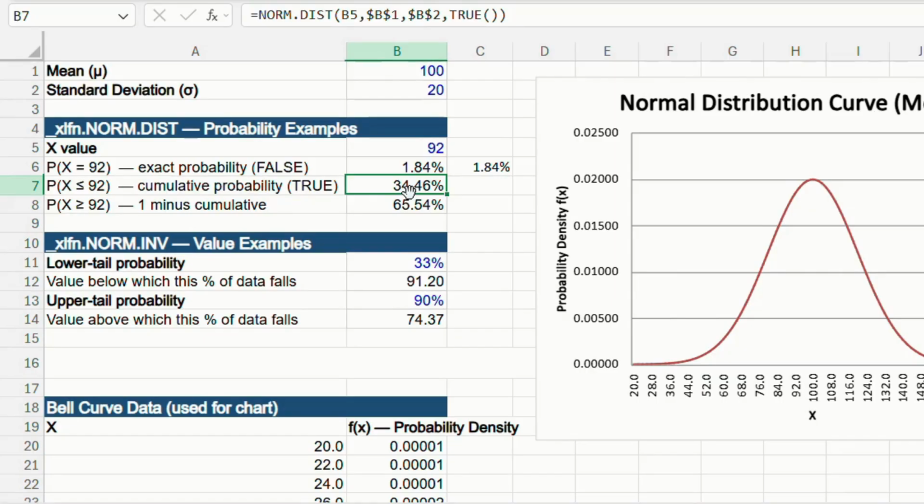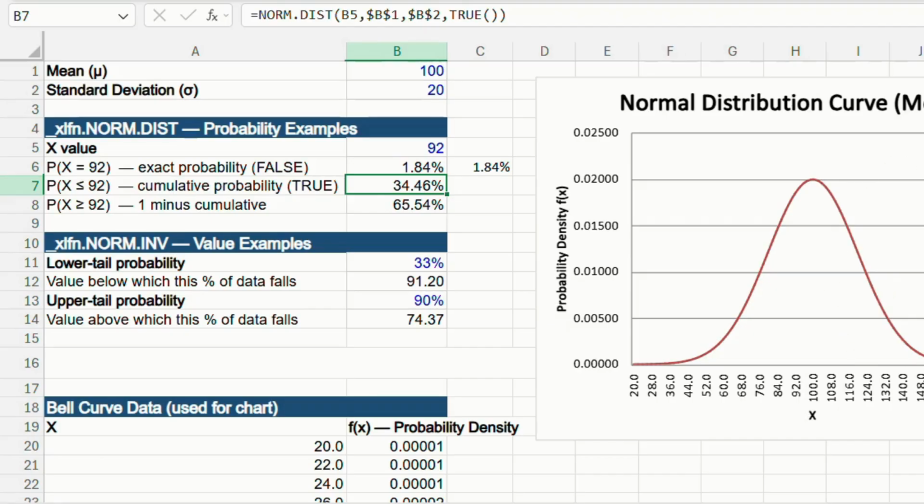Now does that make sense? 92 is below the average, right? And on a bell curve, half of the values sit above the average and half sit below the average. If 92 is below average, then more than half of the students should score 92 or higher, right?